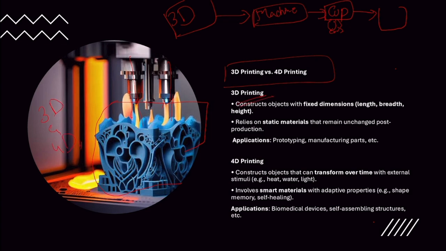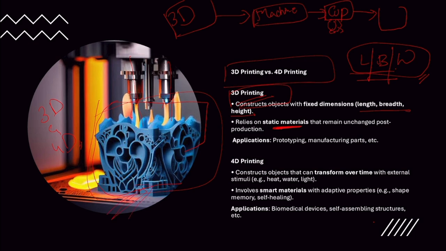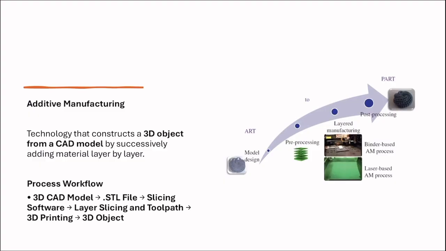Coming to 3D printing, what is 3D printing? It will have length, breadth and height. All three dimensions will be there. And it relies on static materials, so that once you do it, there cannot be any changes done to the model. Where can it be used? It can be used for prototyping, manufacturing parts, everything. 4D printing we will see later. First we'll understand 3D printing.